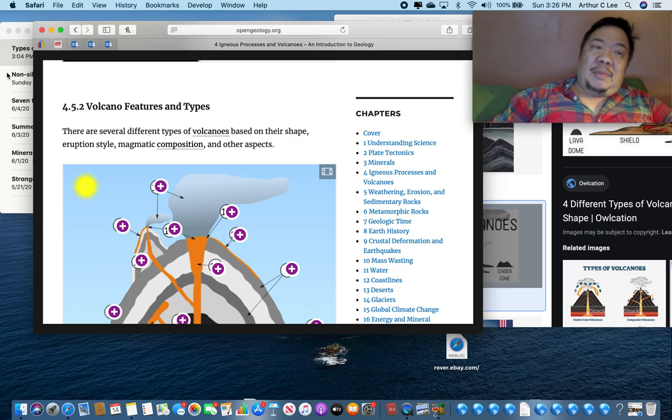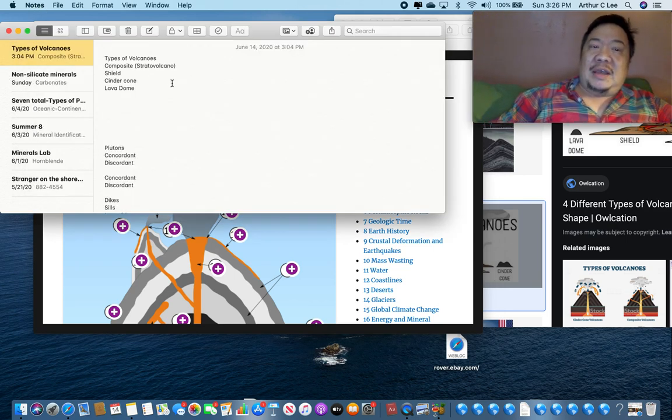Next thing we want to talk about is there are 4 different kinds of volcanoes: composite volcanoes, shield volcanoes, cinder cones, and lava domes. We're going to talk about the 4 kinds. You need to be able to know the difference between them and what types of igneous rocks they form.